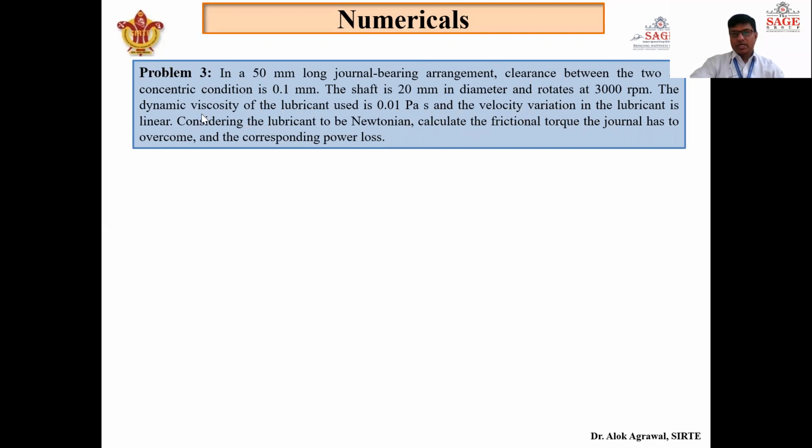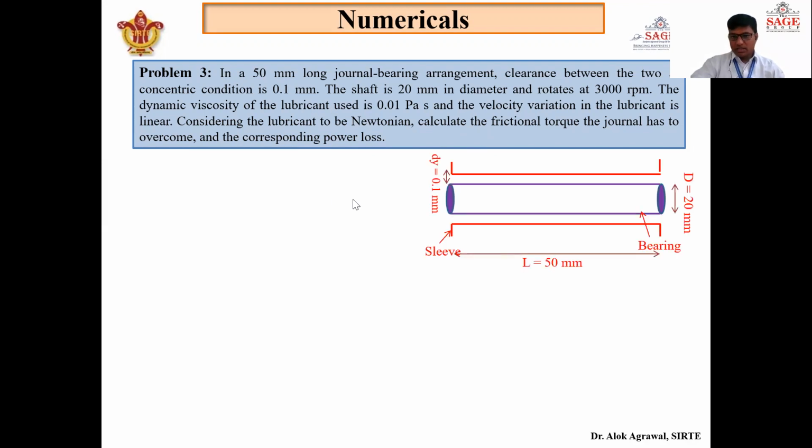So we have to take tau is equal to mu du by dy as our base formula. Considering the lubricant to be Newtonian, calculate the frictional torque the journal has to overcome and the corresponding power loss. So first we have to calculate the frictional torque, and once we calculate the frictional torque, we can calculate the power loss. Let us see what type of arrangement it is.